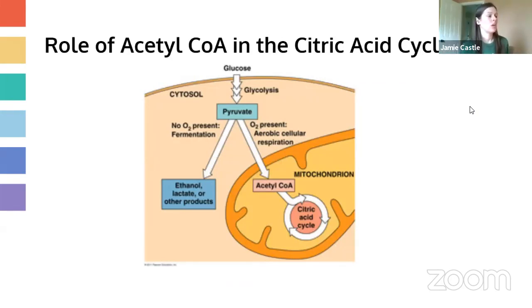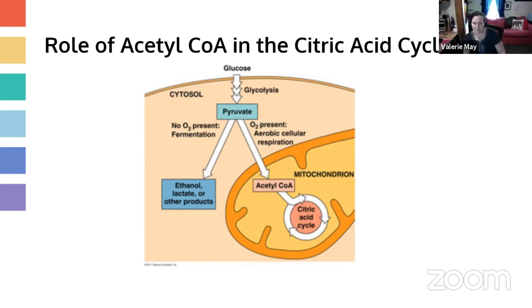There was a question about the role of acetyl-CoA in the citric acid cycle. Acetyl-CoA is created from pyruvate. The pyruvate is produced at the end of glycolysis. And then acetyl-CoA goes into the citric acid cycle and is basically the raw material that initiates one rotation, or one cycle, of the citric acid cycle.